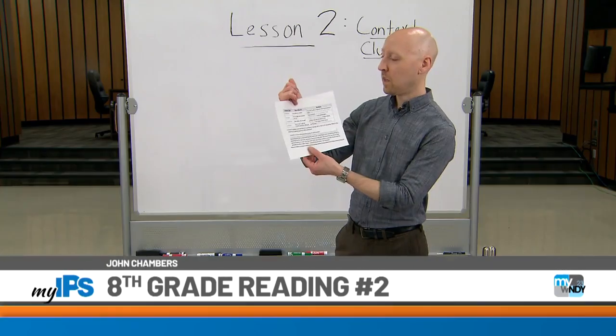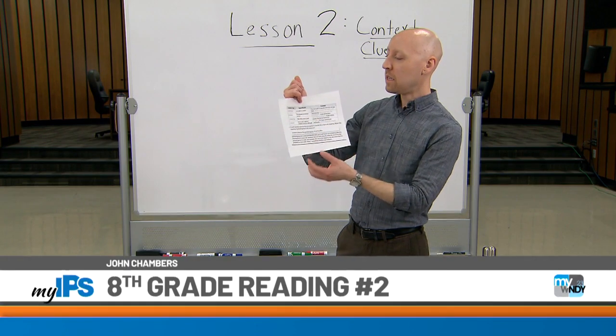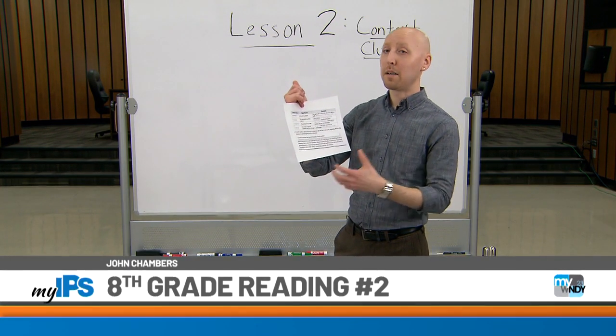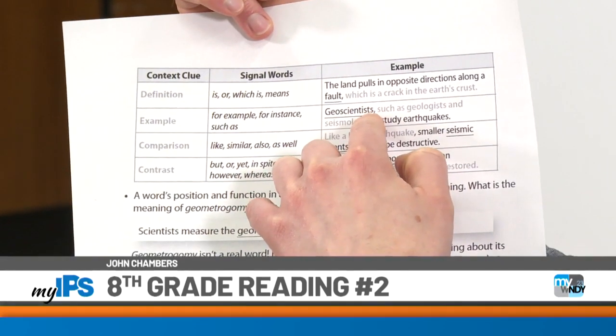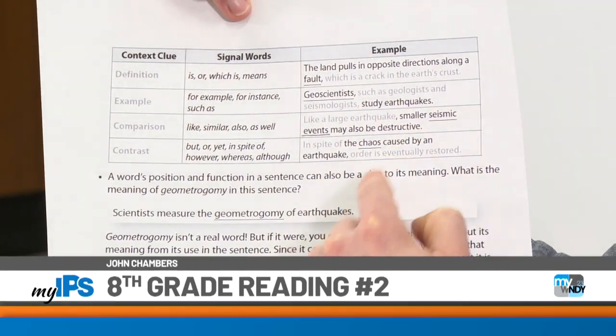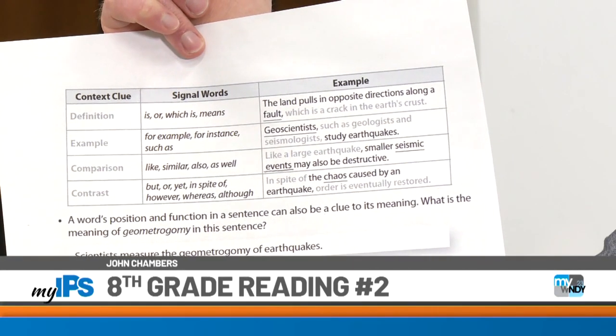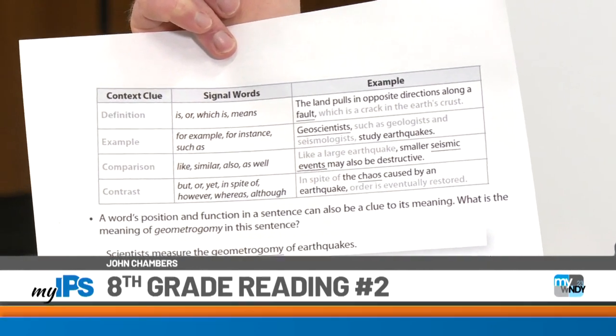It's a crack. Example, for instance, such as. So these are words that maybe will tell us we're about to hear something that really demonstrates what something is. So geoscientists, such as geologists and seismologists, study earthquakes. So that really tells us that this field of geology, those are types of geologists or geoscientists.